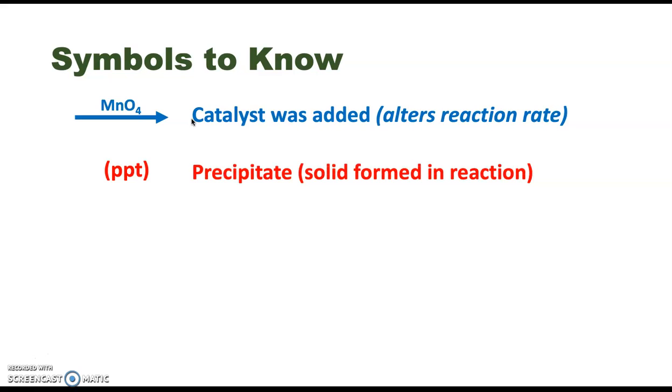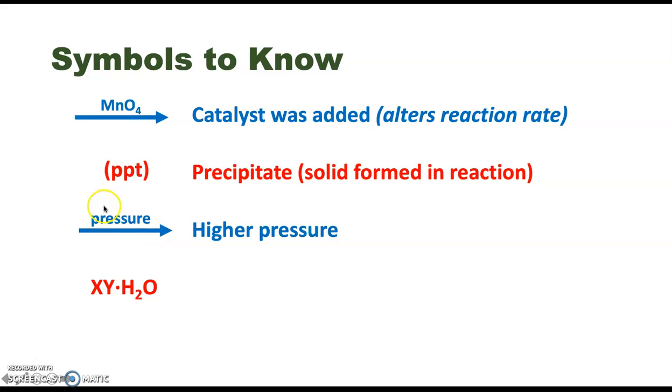PPT is another one. That just means precipitate. That means it's a solid that formed in the reaction. If you run the reaction under higher pressure, you'll see the word pressure there. Or you'll even see a specific value, maybe like 2 atm, like 2 atmospheres of pressure, or a certain PSI value, whatever unit is chosen.